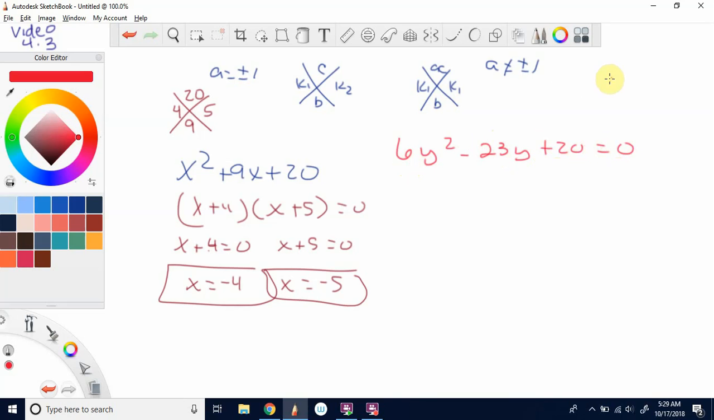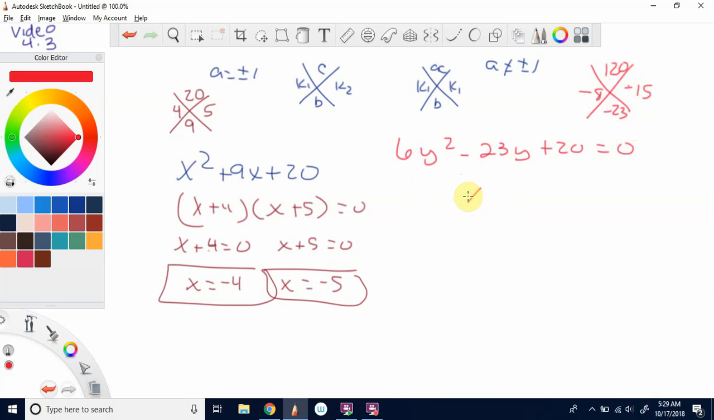So here I'm going to use this method because A is not equal to 1. So 6 times 20 is 120, and then negative 23. I need to find two factors of 120 whose sum equals negative 23. I know that this is positive, so they're either both positive or both negative. However, if they're both positive, the sum is going to be positive, and I need the sum to be negative. So I know that they're going to be negatives. If we take negative 8 and negative 15, the product equals positive 120, and the sum equals negative 23.